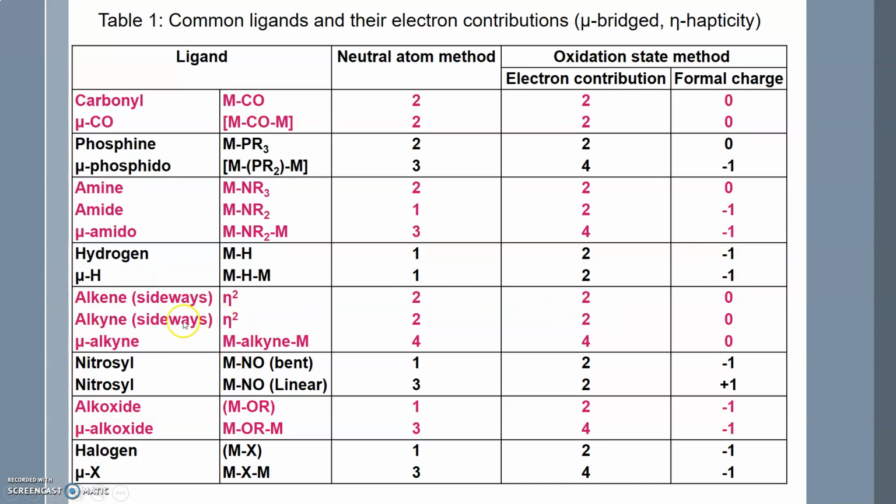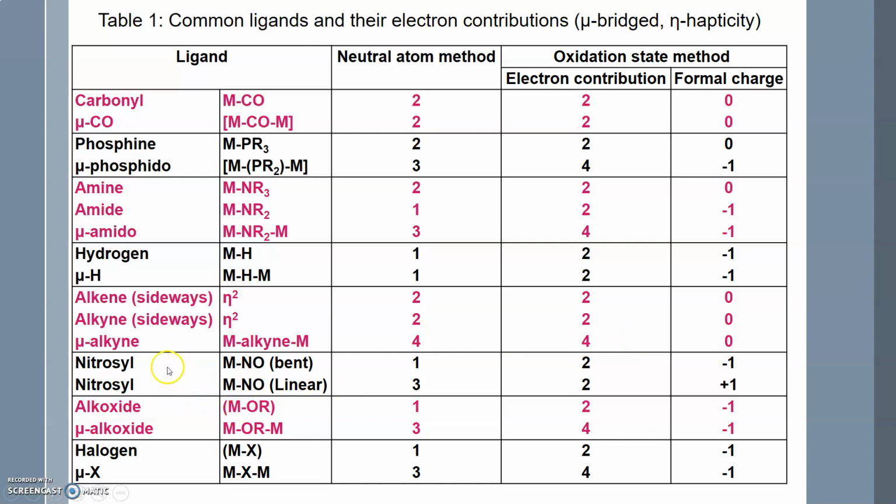Then alkene, when it has the hapticity of eta 2, then it is a neutral ligand, so the electron contribution is 2 in both the methods. Now for alkyne, again it is an eta 2, it will form an eta 2 complex. Again the electron contribution is going to be 2. Now when the same alkyne forms a bridging ligand, then the electron contribution in both the cases, that is in neutral atom method as well as in oxidation state method, is 4.